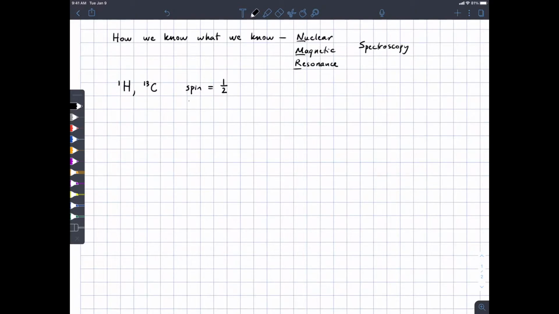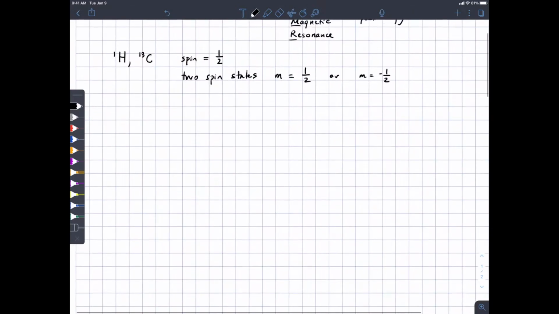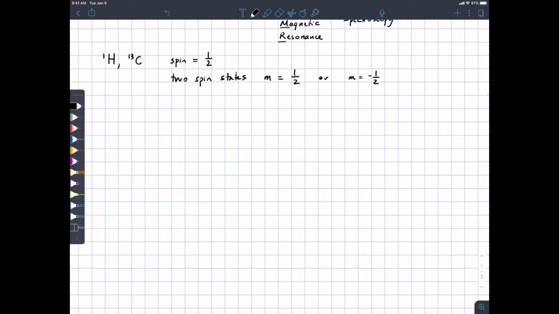And what this means is there are two spin states available to each proton. And the spin states we'll call M. So a proton can be M equals 1/2, or a proton can be M equals -1/2. And in a lot of ways, this is like the electron. The electron can have upspin or downspin. Okay, so if a proton is not in a magnetic field, upspin versus downspin can't matter. The energy has to be the same.